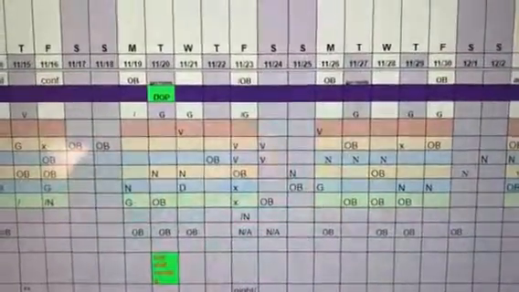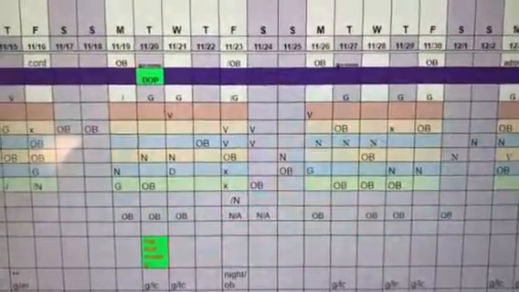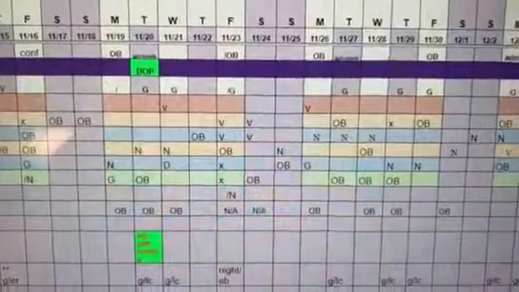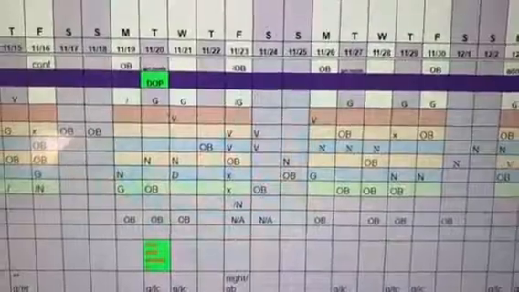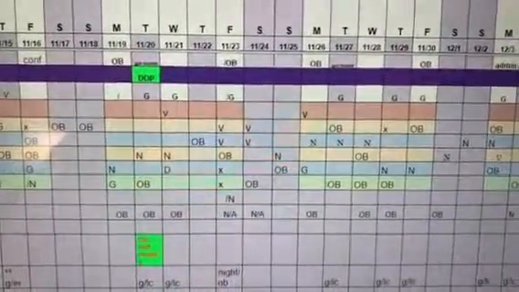Hey everyone. I thought it might be easier. I just want to go over placing an X in the schedule. And I think it might be easier if I just made a little video to explain how it works.